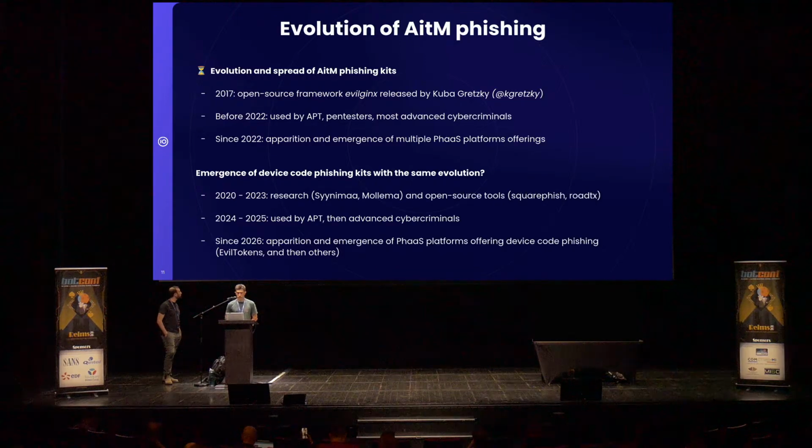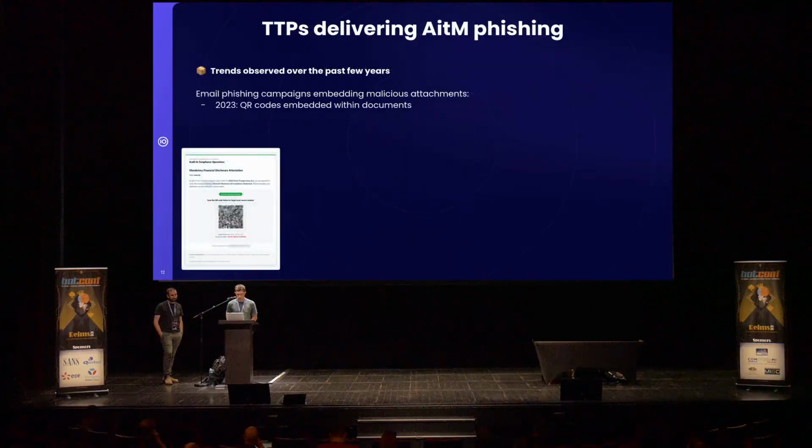And we are observing the same pattern for device code phishing. Between 2020 and 2023, the research on device code phishing was conducted by SecureWorks, and through some open source tool publications, including Squarefish and RoadTX. During the following years, only APT and advanced cybercriminals have been using device code phishing. And now, since the emergence of Evil Tokens, many new cybercriminals joined the device code phishing game. We are not only tracking the adversary-in-the-middle phishing kits, but also the TTPs used by cybercriminals.